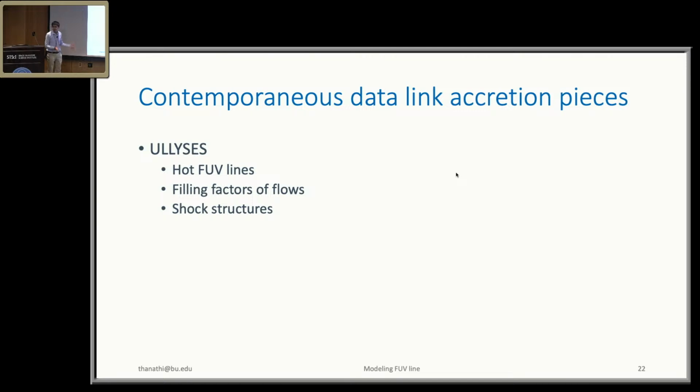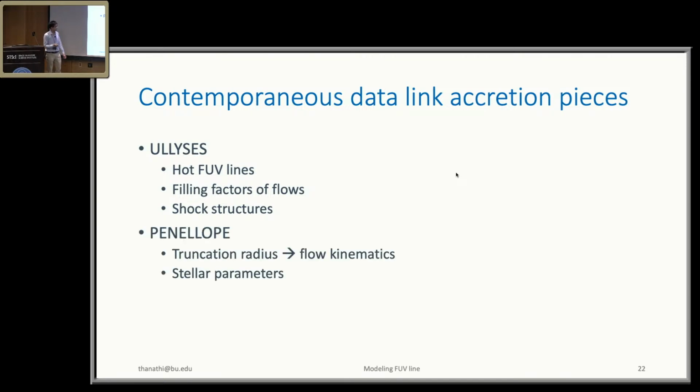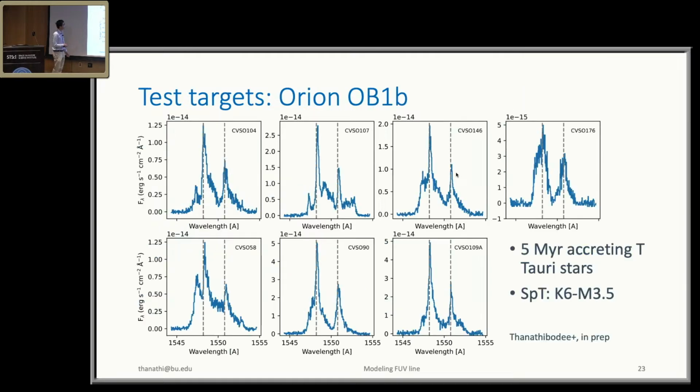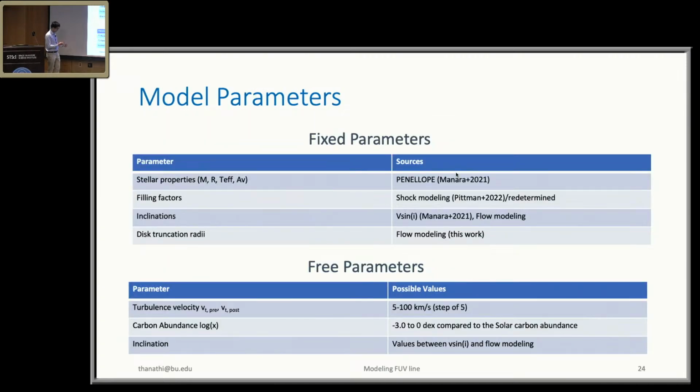So we have contemporaneous data from Ulysses and Penelope. So we have the observation, we have the filling factors from Chalk modeling, we have the truncation radius from fitting the accretion flow in the optical Balmer lines, stellar parameters, and because everything is contemporaneous, we don't have to care about variability. Just a test object, this is the first set of the objects observed by Ulysses, so Orion, 5 million years. You can see all the different line profiles.